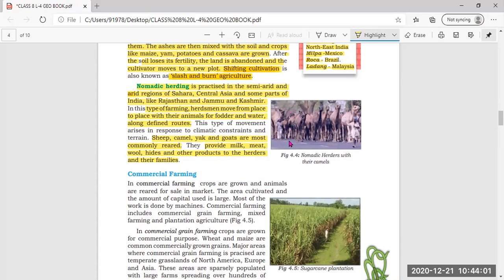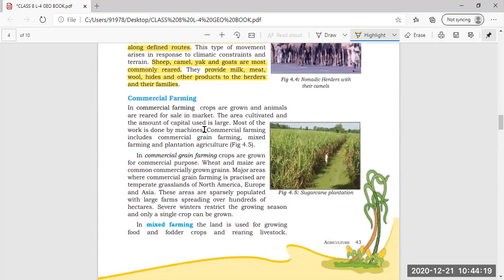And why do they move from one place to another? In search of food and water. And sometimes climatic constraints are also there. Sometimes the climatic conditions are not suitable for the animals, and that is why they have to move from one place to another. I think that's clear.